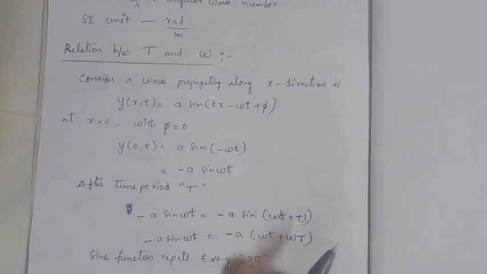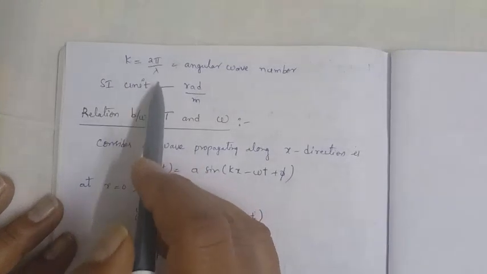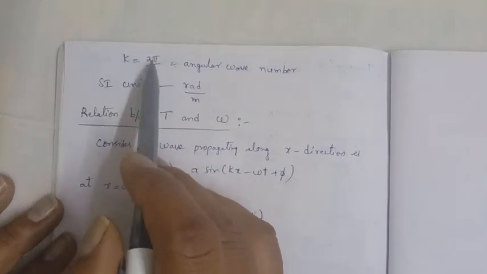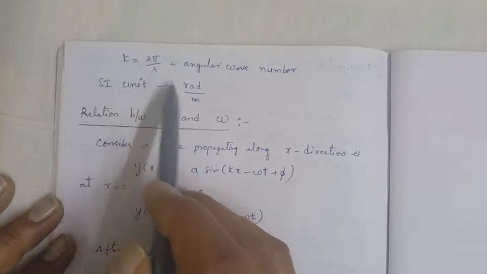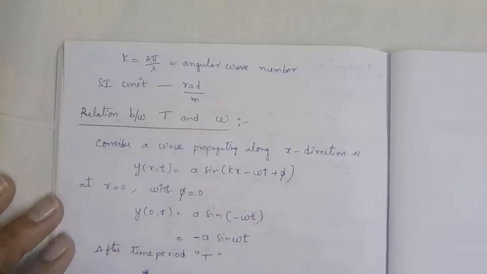And the next one: what are the units for that? k is equal to 2 pi by lambda. Here the angle is in radians, and the wavelength is measured in meters. So the unit is radian per meter.